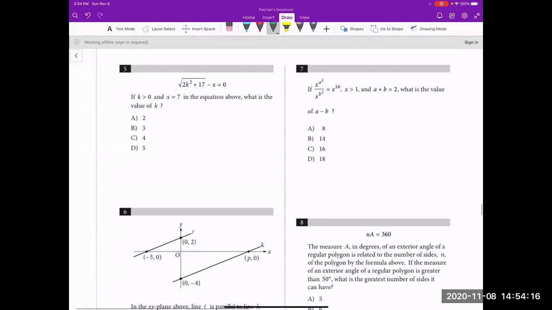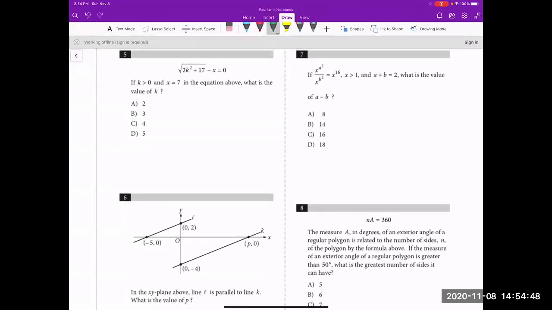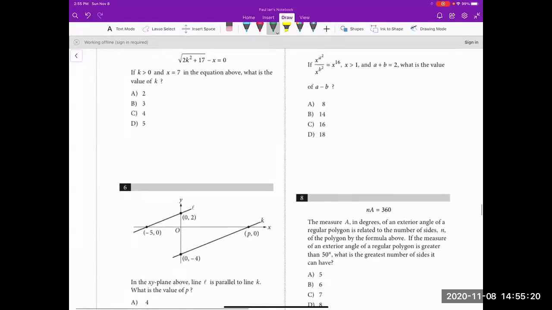Let me see, this one is on... I see, same slope, yep. 7. I see.